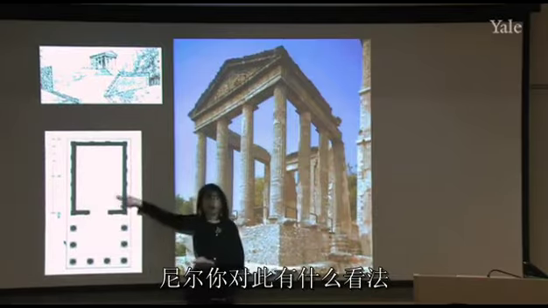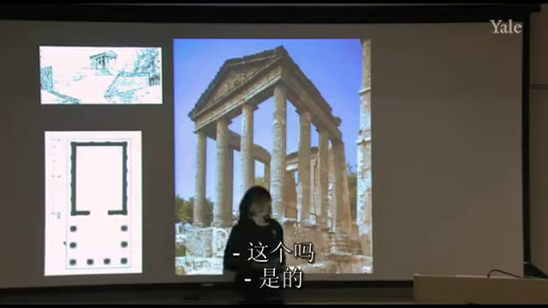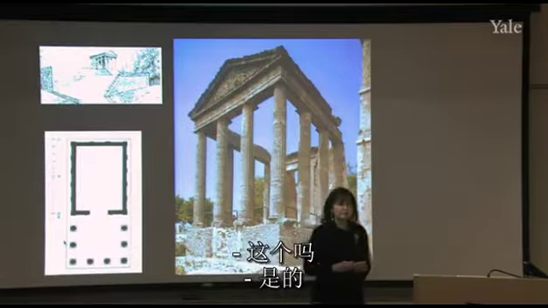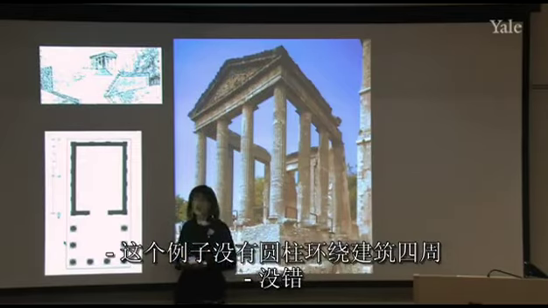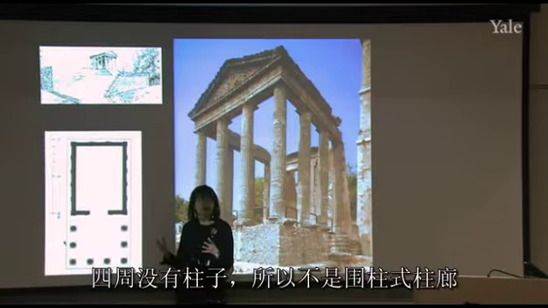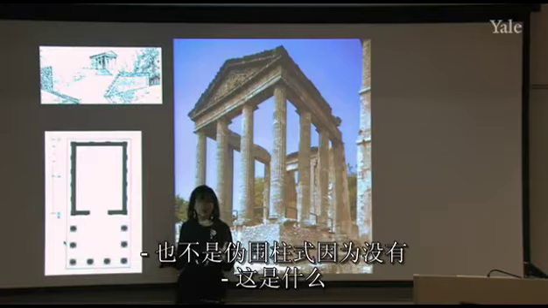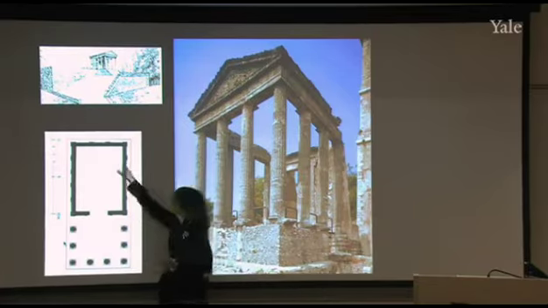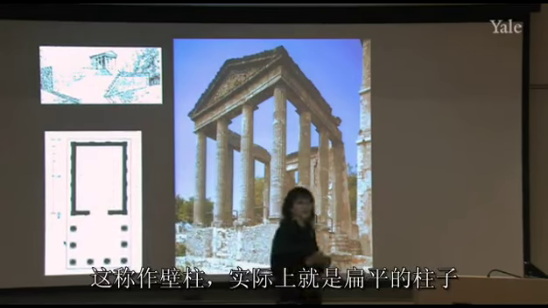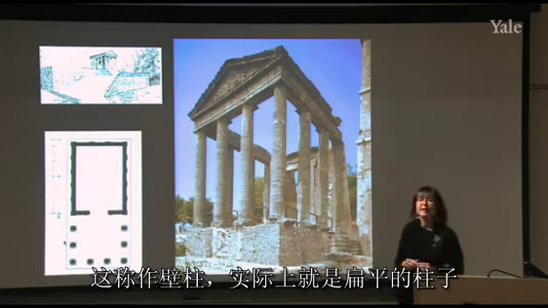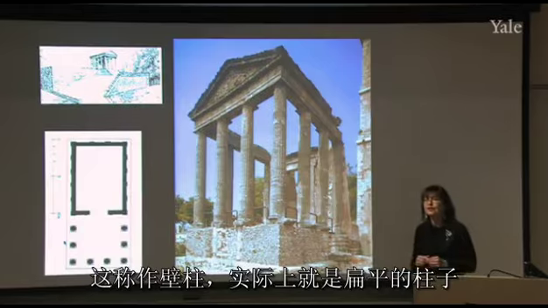Now, Neil, what happens when you go around in this one? There are no columns. It's not a peripteral colonnade. It's not a pseudo peripteral because it doesn't have them. But what is this? They look sort of like flat columns. They're what are called pilasters, which are essentially flat columns.